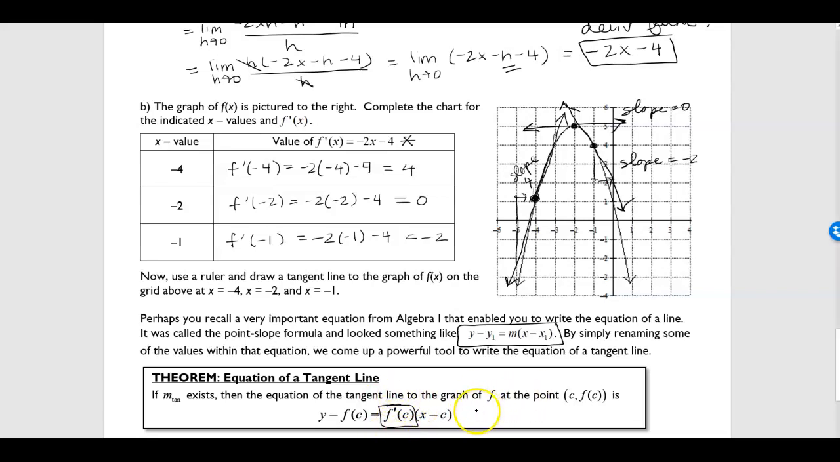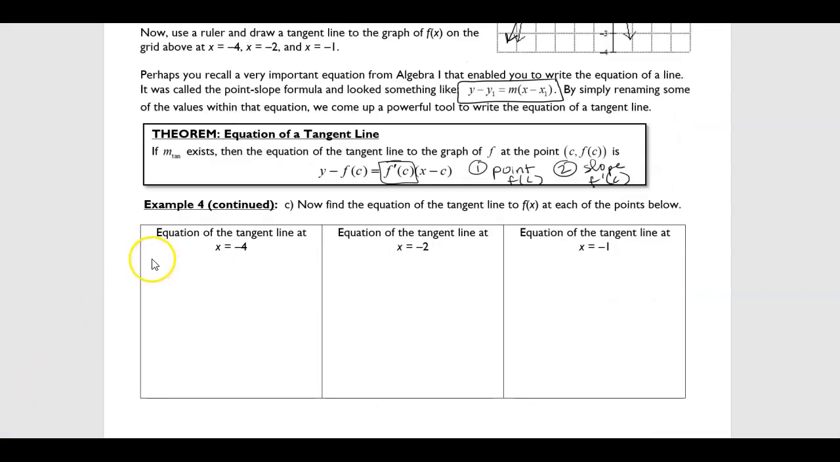So you need two things. You need a point, so you need your f of c, and you need your slope, f prime of c. If you have both of those things, you can write your tangent line equation. Okay, so let's actually find the equations of those tangent lines. So the first thing you need is a point.